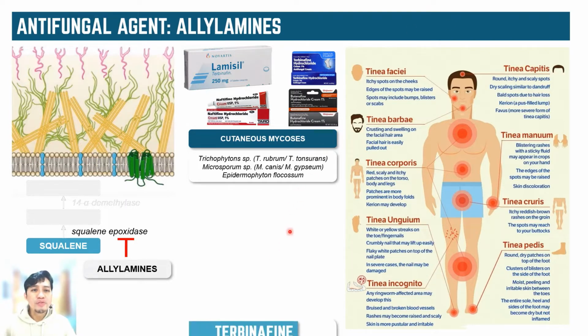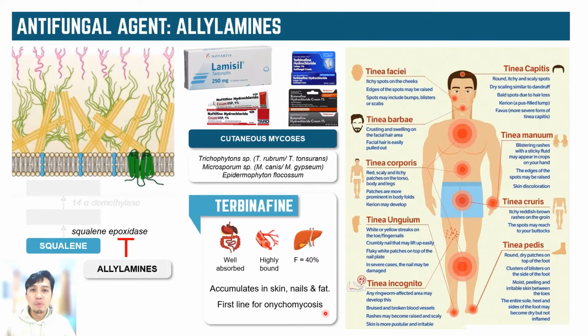Only terbinafine is available in an oral formulation, under the brand name Lamisil. It is because only terbinafine is well absorbed. Meanwhile, the other allylamine agents are poorly absorbed in the GI system. However, the bioavailability of terbinafine is decreased to approximately 40% due to first-pass metabolism in the liver.